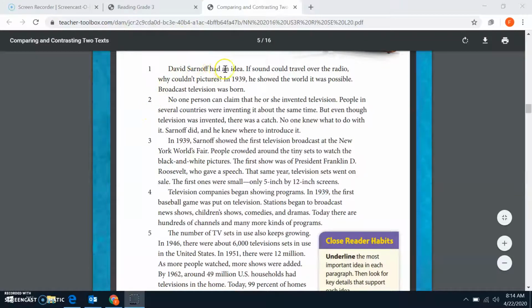David Sarnoff had an idea. If sound could travel over the radio, why couldn't pictures? In 1939, he showed the world it was possible. Broadcast television was born. No one person can claim that he or she invented television. People in several countries were inventing it about the same time, but even though television was invented, there was a catch. No one knew what to do with it.